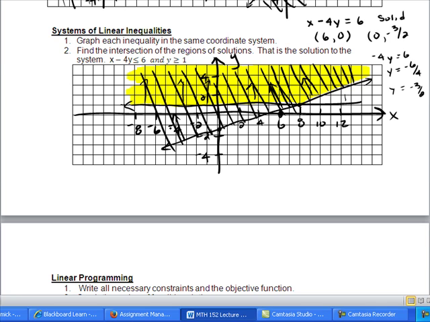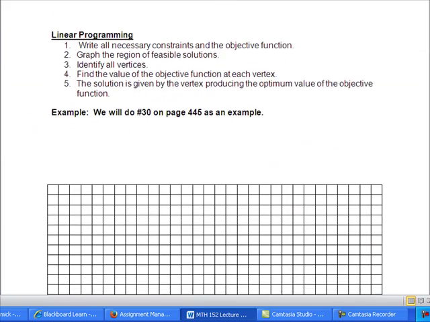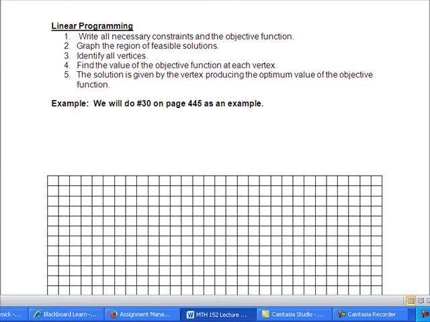Okay, now we're ready to do an application problem. For linear programming problems, we first write all necessary constraints and the objective function. We graph the region of feasible solutions. We identify all the vertices of that region. We find the value of the objective function at each vertex. And then finally, the solution is given by the vertex producing the optimum value of the objective function.